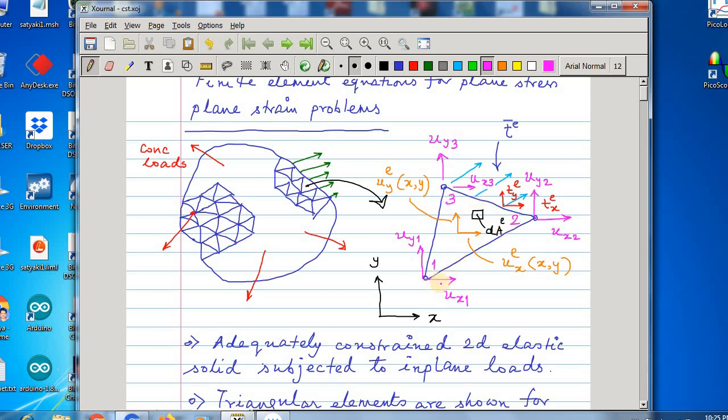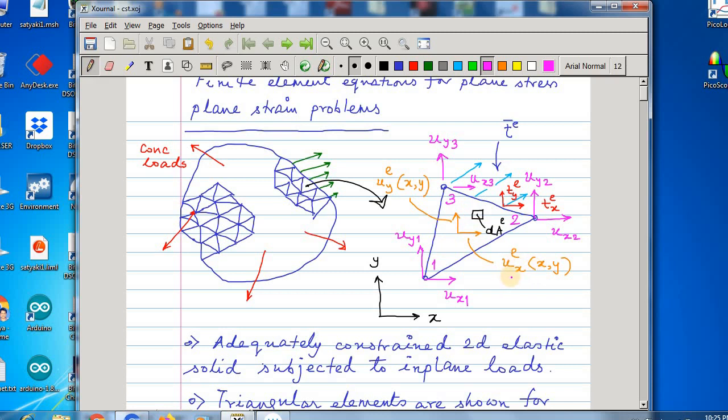Here we have shown 3 nodes because it's a triangular element. So it has 6 degrees of freedom: one x degree of freedom and one y degree of freedom at each node. That means the displacement in x and displacement in y at each of the three nodes. This dAe is an infinitesimal area within the element, and within the element ux and uy vary.